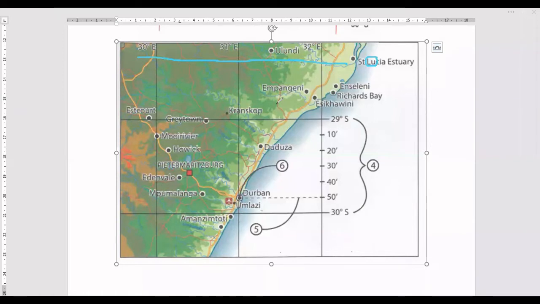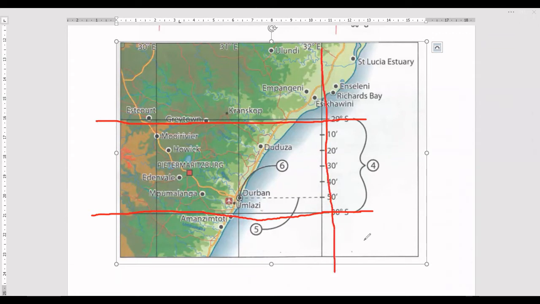Right, clear all drawings. So again, there's a map showing us lines of longitude and latitude. There's a line here. That line is a line of latitude, 29 degrees south. The next one here is 30 degrees south latitude. There's a line of longitude coming down, and this here is 32 degrees longitude. There's 31 degrees longitude.